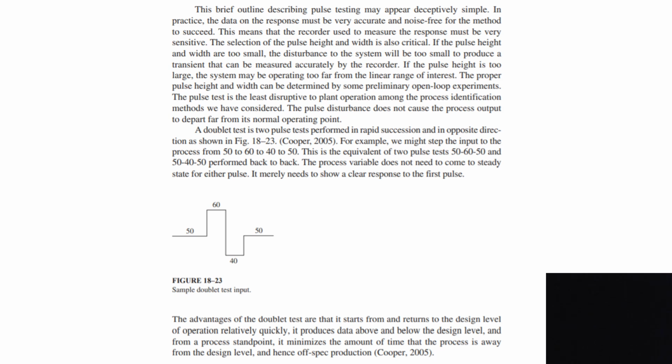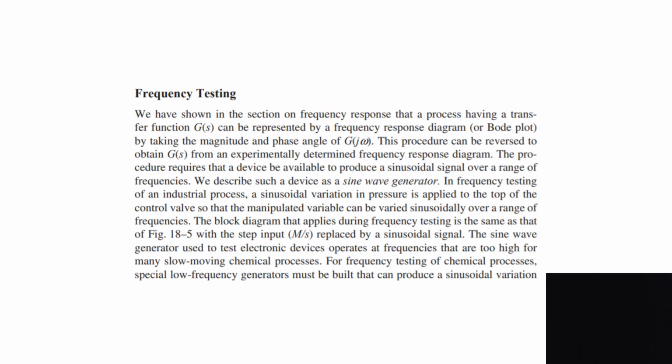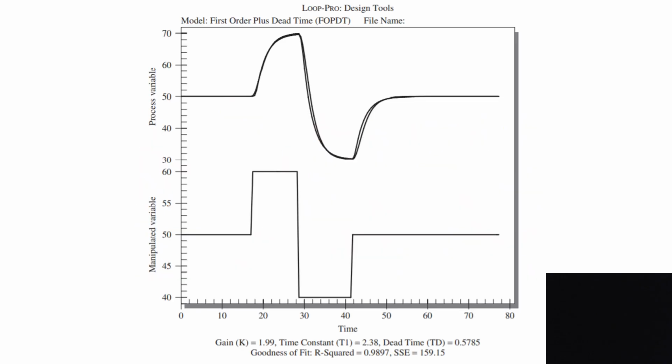Okay, and coming to the next one, frequency testing. As already discussed, in frequency testing we are going to give a sine wave as input, where you are going to compute the magnitude and phase plot. For the same chemical process, you are going to undergo a frequency test. Here you are going to give a sine wave as an input, collect the respective output, and try to fit that with the first order plus dead time process as given by the Loop-Pro design tool.